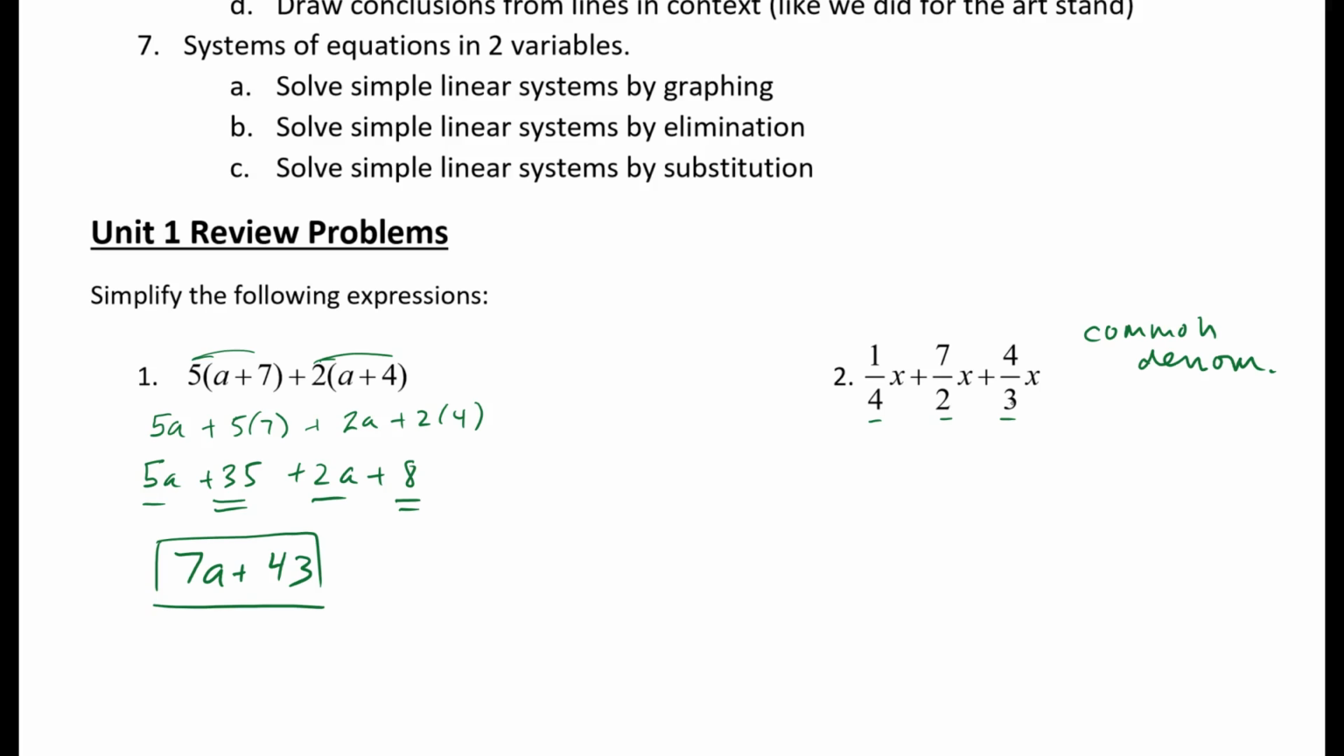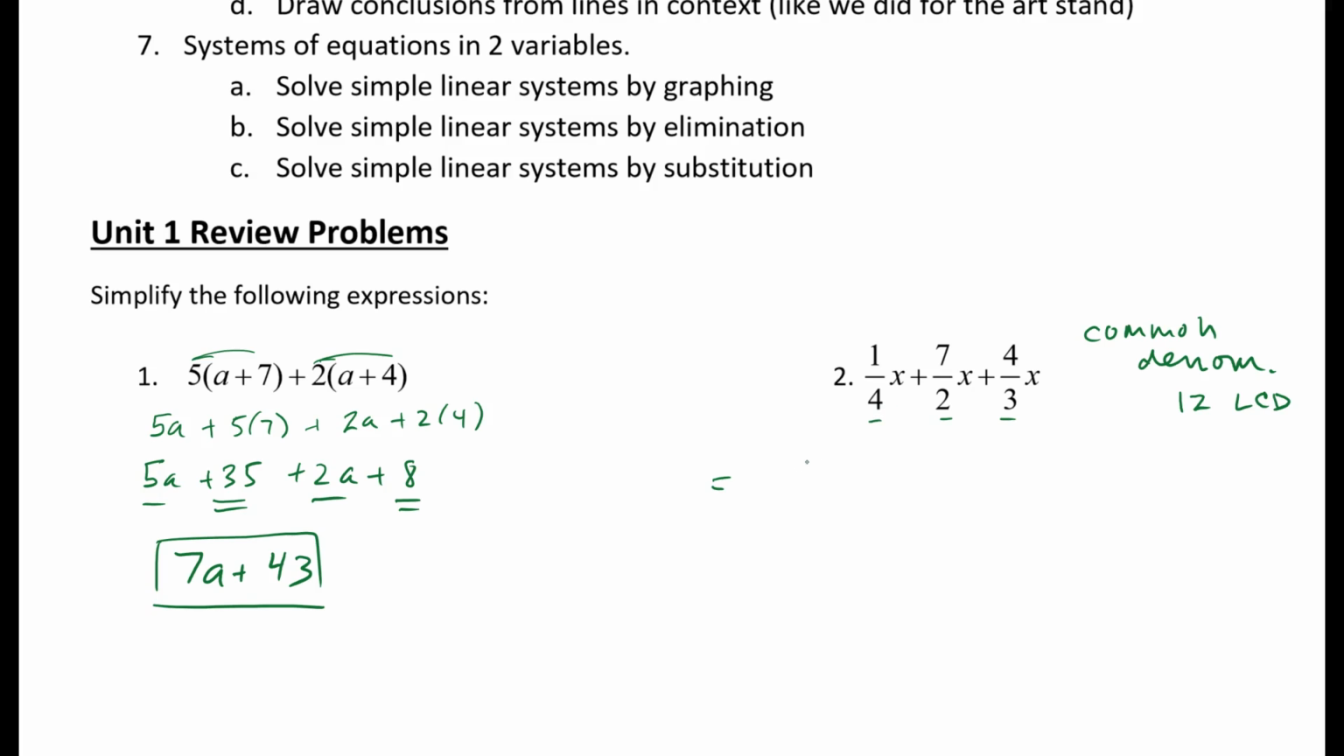We can try 2 times 3 is 6, but 4 doesn't go into 6, so that's not big enough yet. We multiply it by 2 again, we get 12. We can see 4 goes into 12, 2 goes into 12, 3 goes into 12. So we're going to use 12 as our least common denominator. And in order to get these fractions in the same denominator, we're going to multiply by the appropriate funny form of 1.